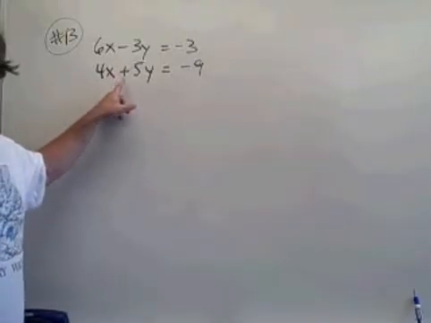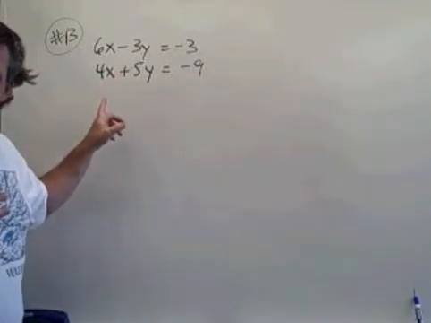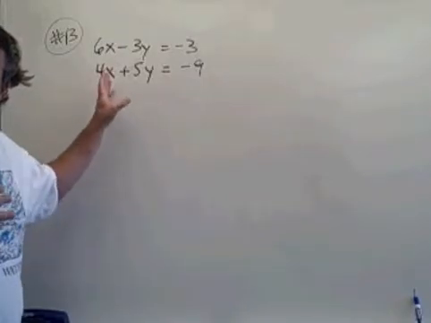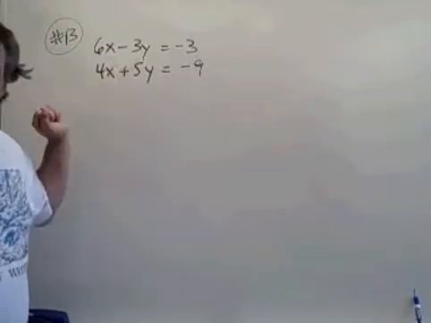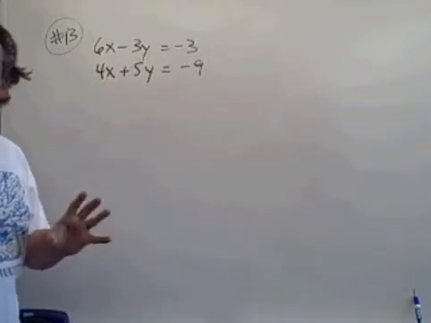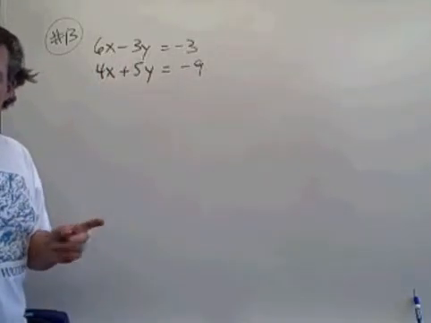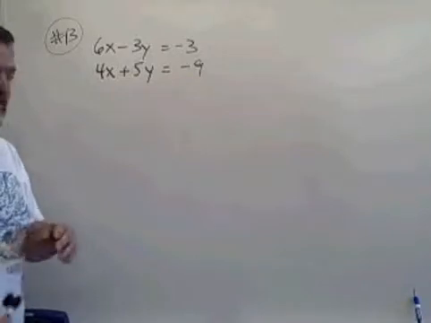Since I want to make additive opposites, I need to have the coefficient for the variable, one of them positive, one of them negative, one of them plus, one of them minus. And I already have that here for y, don't I? So y would probably be the easier variable to eliminate at this point in time.